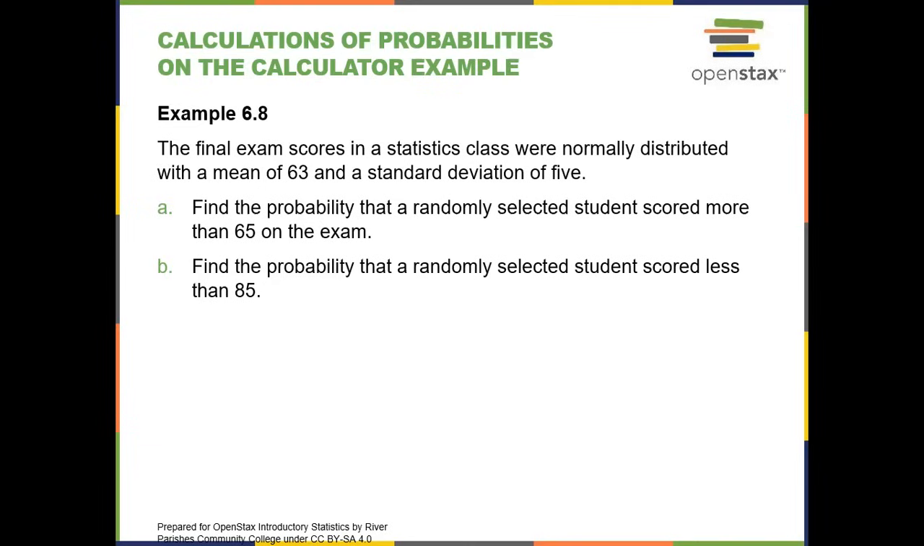Now in part B, they say find the probability that a randomly selected student scored less than 85. Less than 85 means on the left of 85. So actually lower is a very large negative number. So -1 E99, -1 followed by 99 zeros, will be our lower boundary.